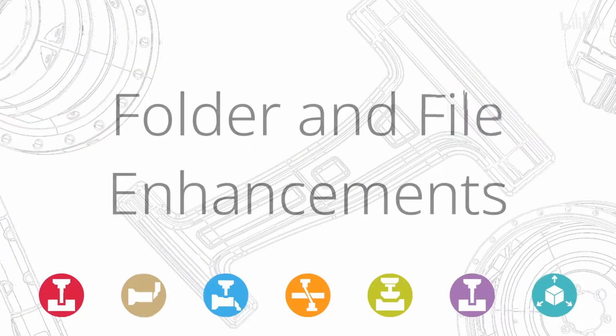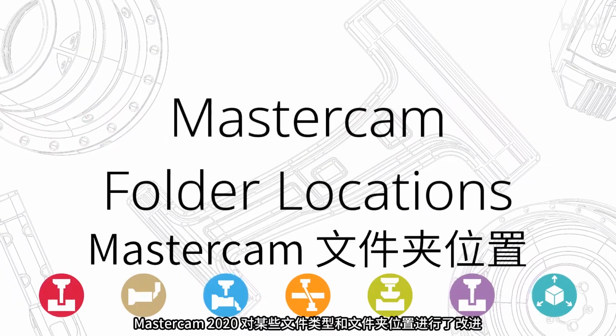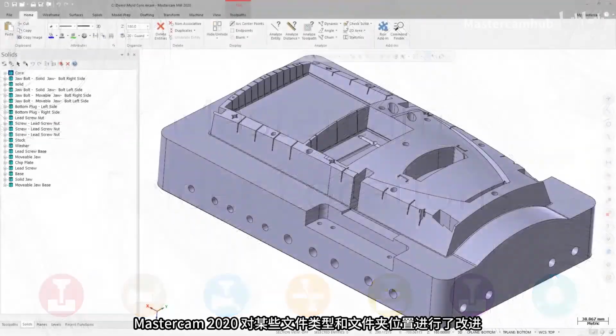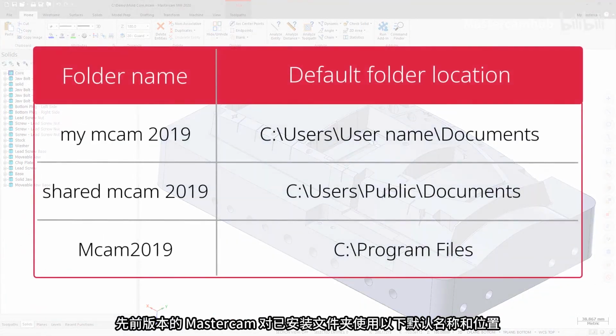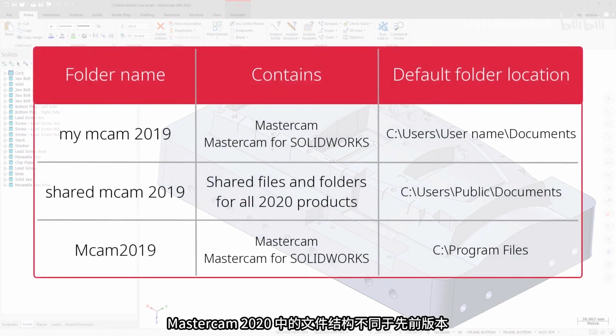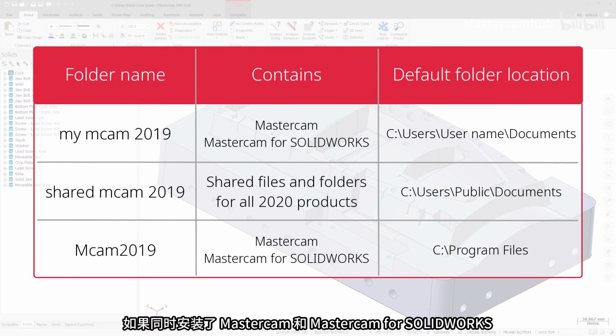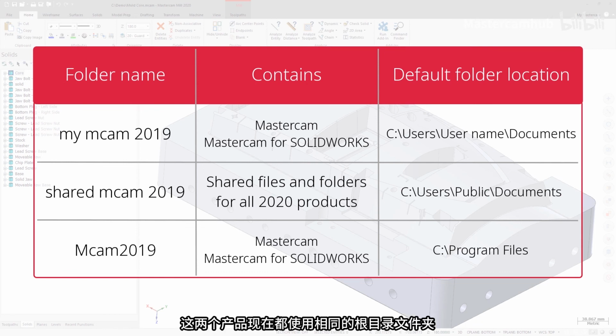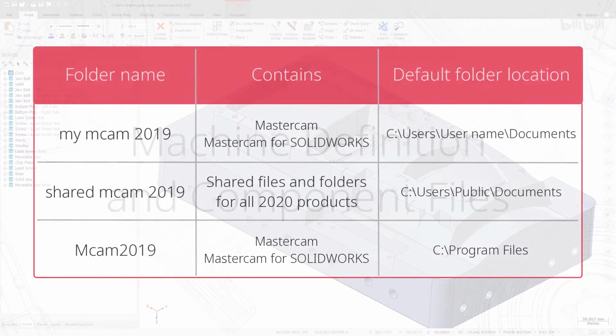Changes have been made to certain file types and folder locations for Mastercam 2020. In previous versions, Mastercam used the following default names and locations for installed folders. For Mastercam 2020, the file structures have changed. If you have Mastercam and Mastercam for SolidWorks installed, both products now use the same root folder. If you only have one product installed, only that product folder will be in the root folder.